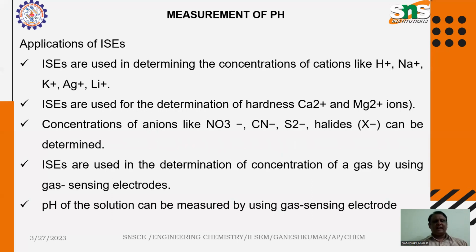Its applications are enormous. It is used to determine the concentration of cations like H plus, Na plus, potassium, etc. Even anions can be measured, like NO3 minus, CN minus, etc. This electrode is also used in determining the concentration of gases. That means this particular electrode can act as a gas sensitive electrode. So it can be used in gas sensor devices.